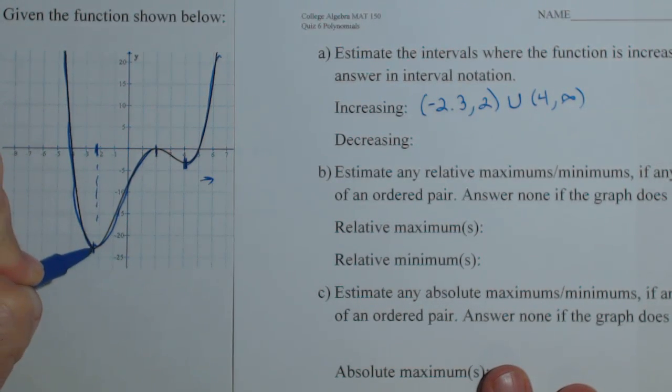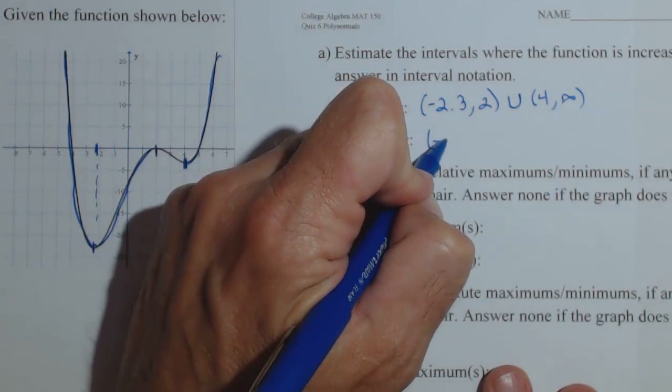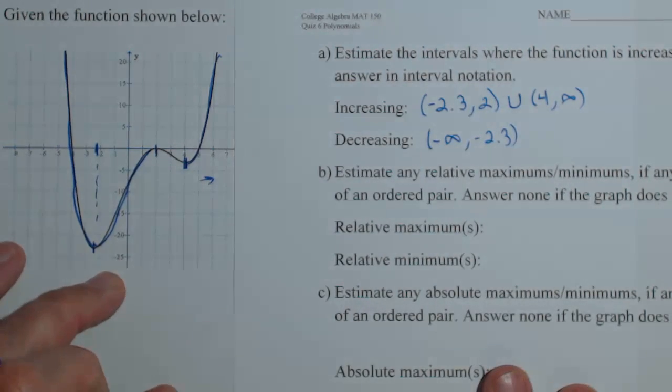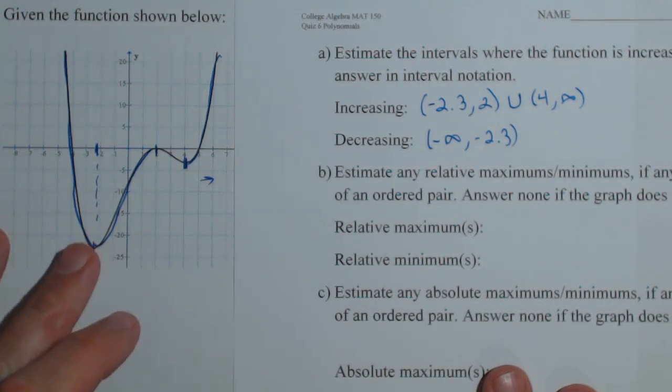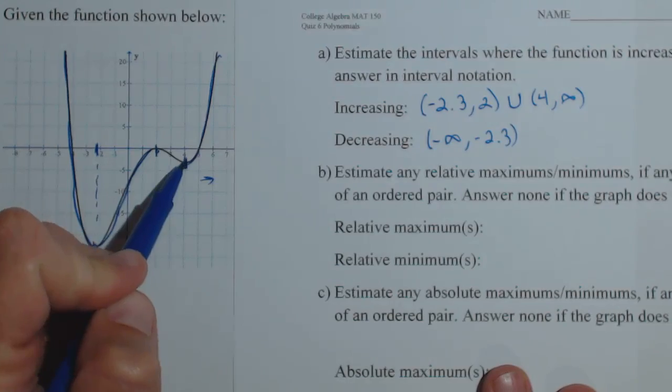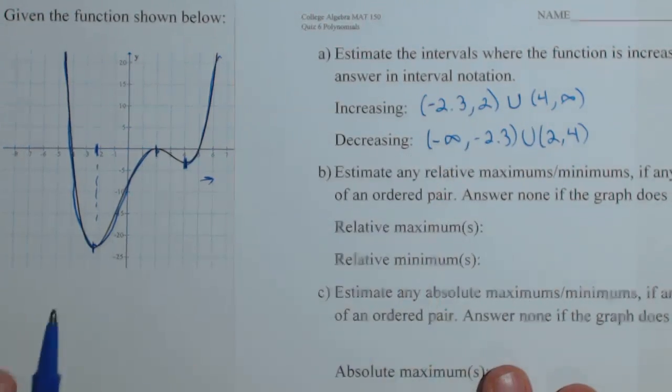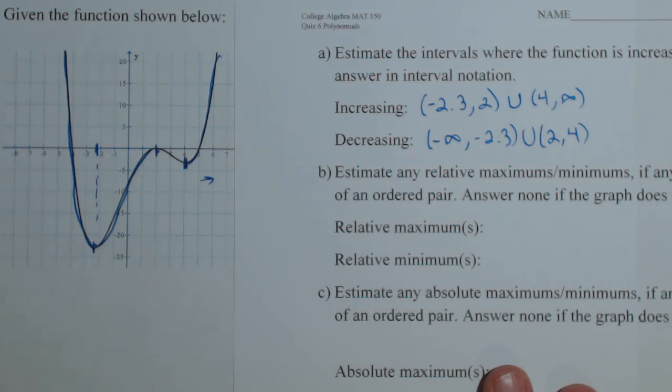So it comes in here decreasing. So negative infinity to negative 2.3. Notice I'm only using the x values, I'm not writing the points, anything like that. From here, 2 to 4. And again, union those together with a U, and there's our intervals.